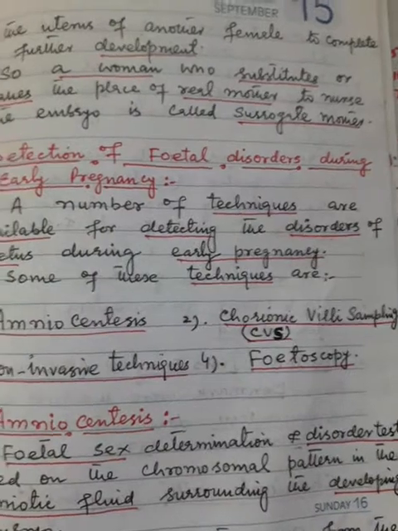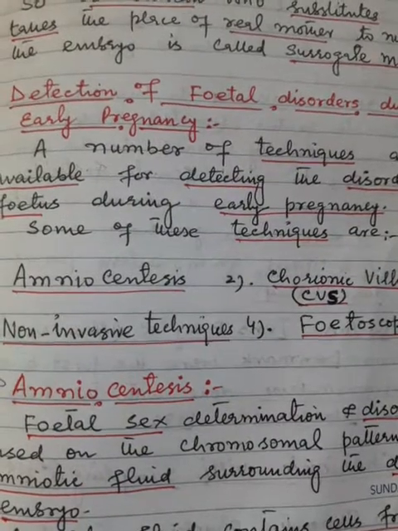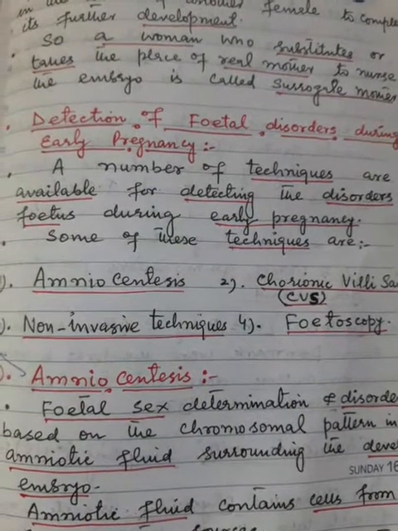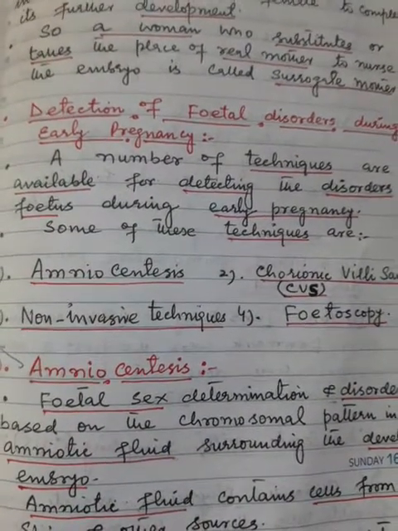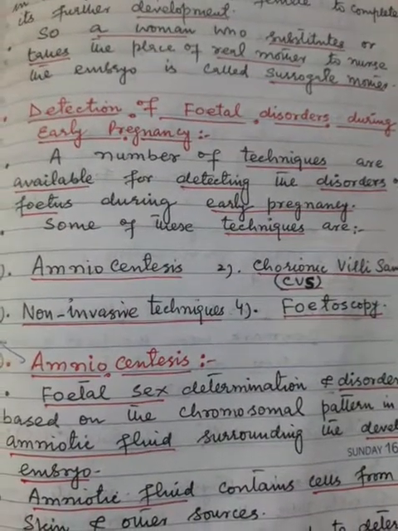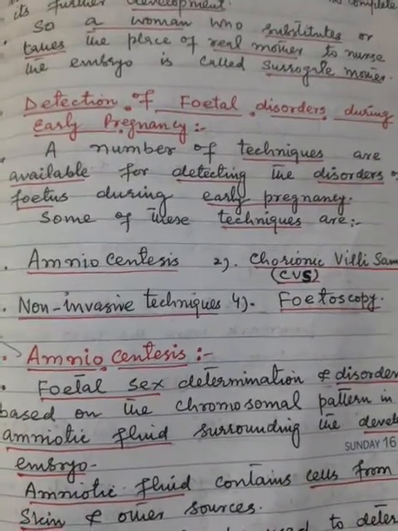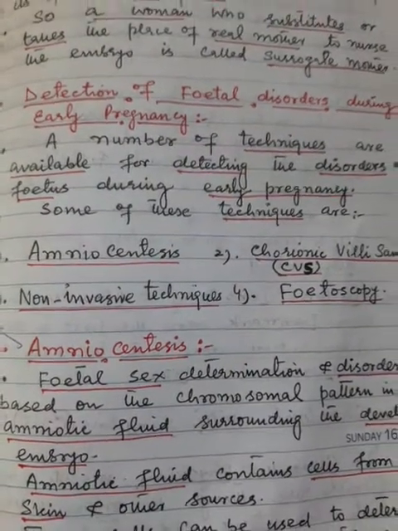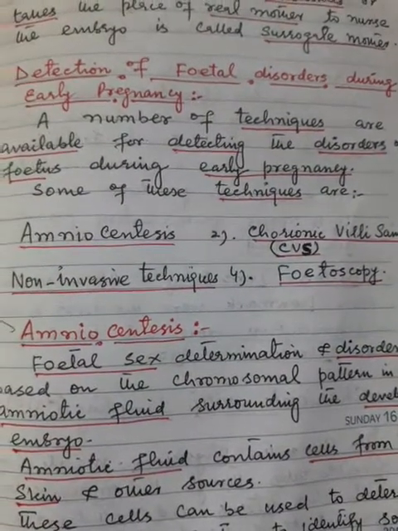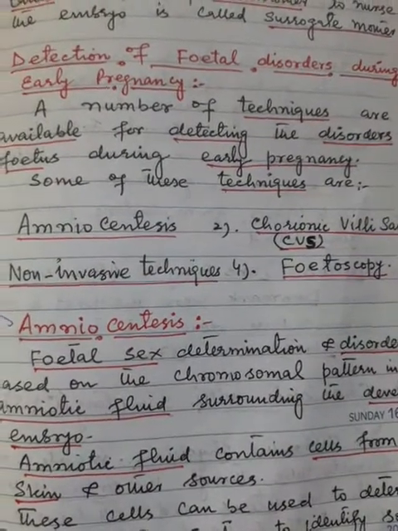Detection of fetal disorders during early pregnancy. How can we detect these fetal disorders? In order to detect fetal disorders during early pregnancy, a number of techniques are available. Some of these techniques are as under: amniocentesis, chorionic villus sampling (CVS), non-invasive techniques, and fetoscopy.